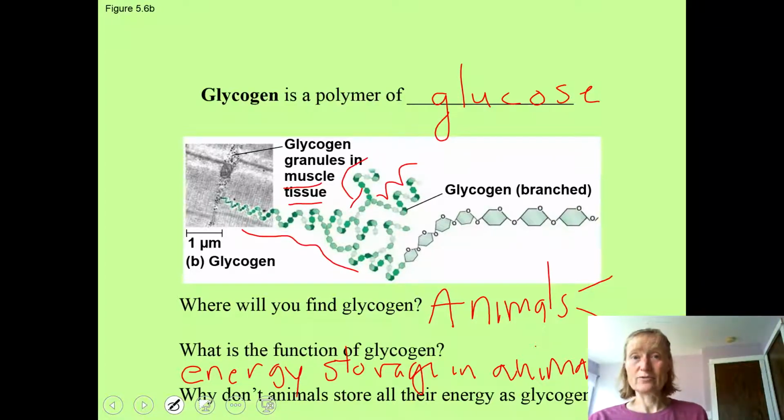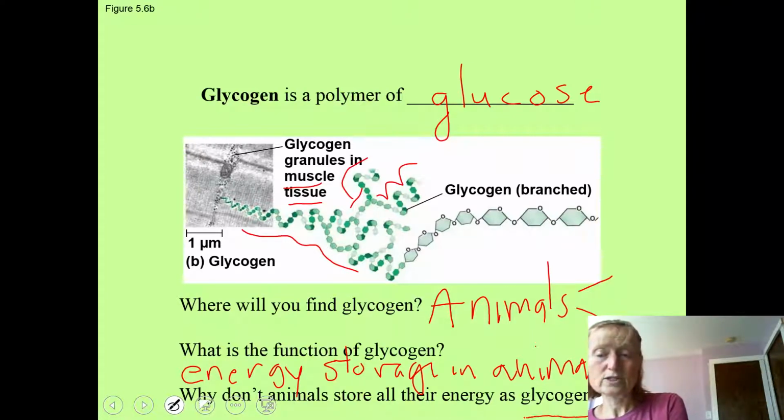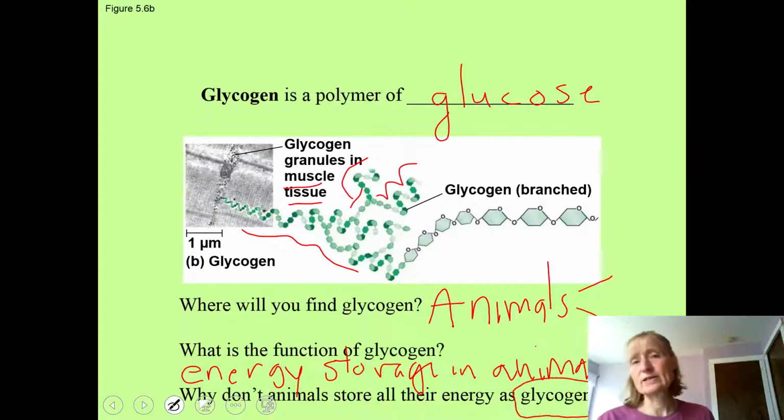So if I eat a big breakfast and my body's like, ooh, we have too much energy around, what should we do with it all? It's converted into fats. Why don't we store all of our energy as glycogen? We store some of it as glycogen. In fact, we store about a day's worth of energy as glycogen. So maybe about 2,000 calories of energy is stored as glycogen.